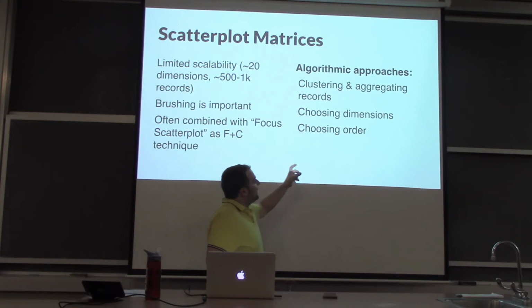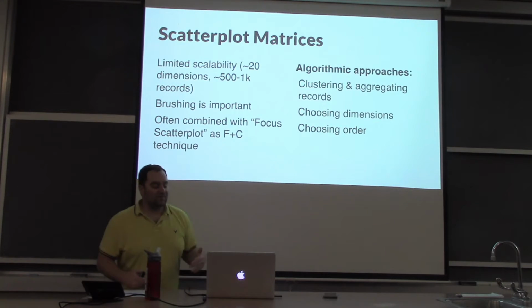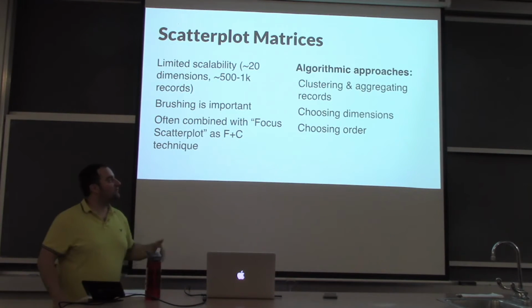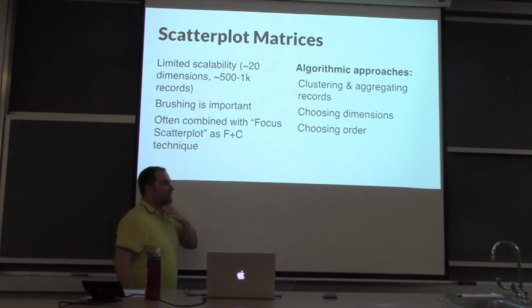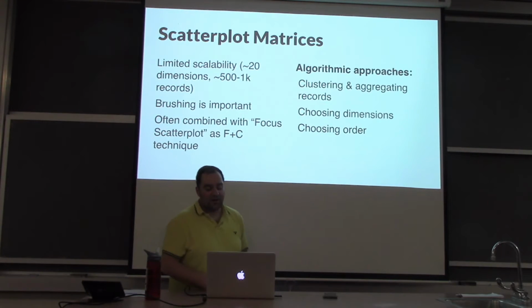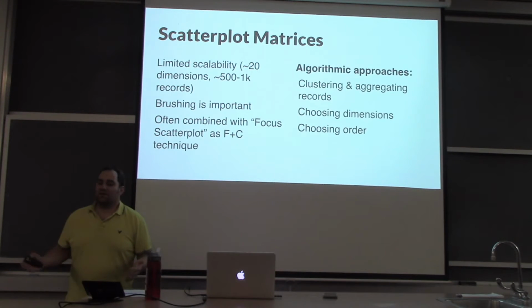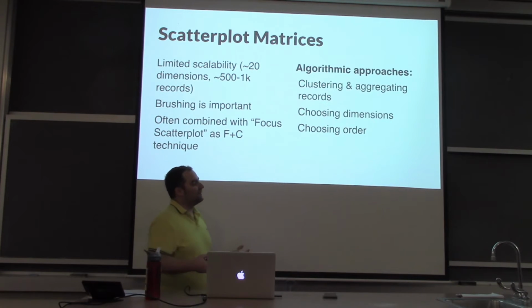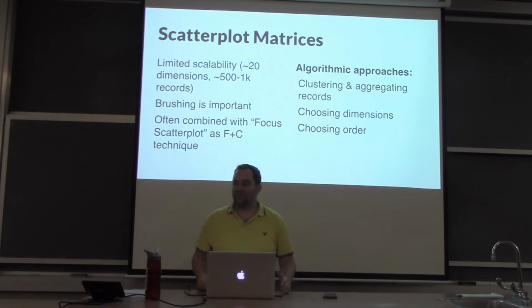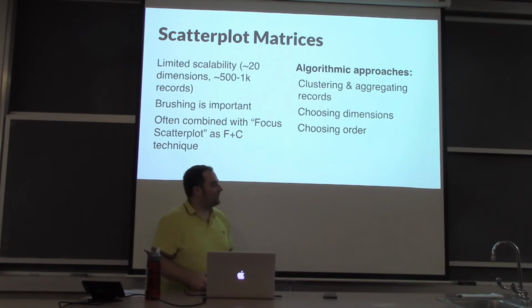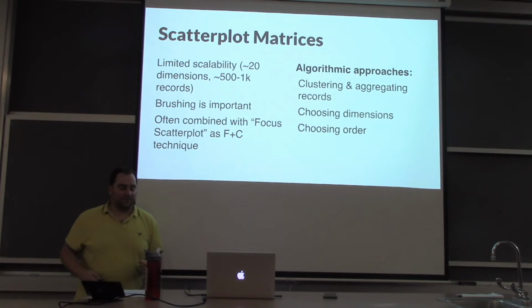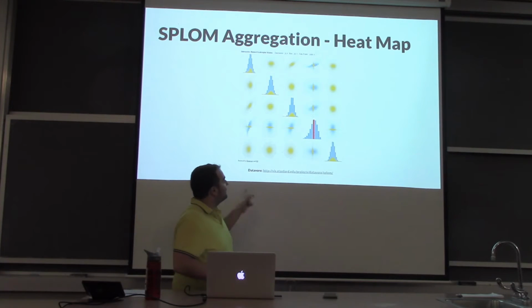What you can do to algorithmically improve these scatter plot matrices is something like clustering or aggregating records. This color coding, for example, is something that you could derive from a clustering. If you have a very high dimensional data set, you can do something like a dimensionality ranking and pick dimensions dynamically, and also choose the order in which you present them. I've shown you this example before.